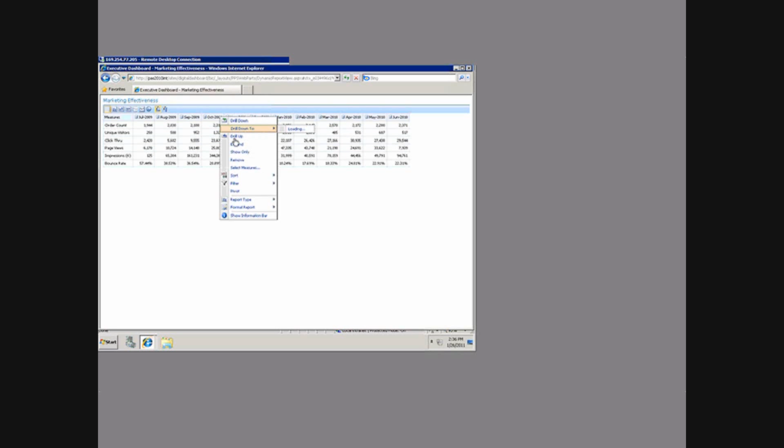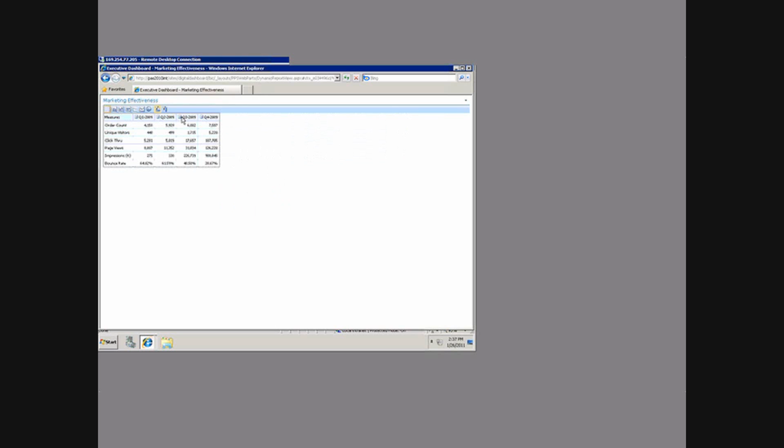So let's drill up to the different quarters. We know that quarter 4 was kind of where we spent the most money. So let's restrict this to Q4. And we can see that, let's drill back down into October, November, December. And we can see that the order count was best in December.